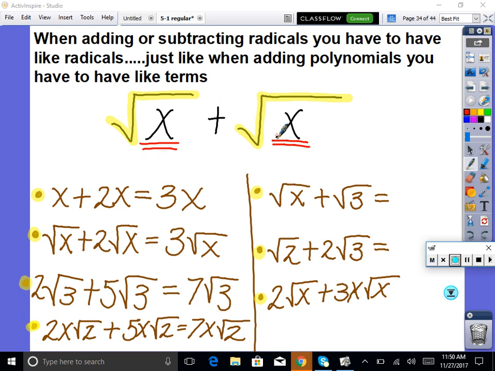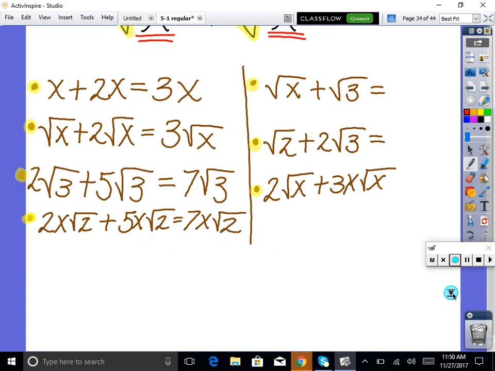Does everybody hear that? Or else they're not alike, so you can't put them together. So everybody look. If we have x plus 2x, don't we get 3x? So then look. 1 root x plus 2 root x is 3 root x's. The apple doesn't change. Does everybody see? 2 root 3s plus 5 root 3s is how many root 3s? 7 root 3s. Now look. 2x root 2s plus 5x root 2s is how many x root 2s? 7x root 2s. The apple doesn't change.